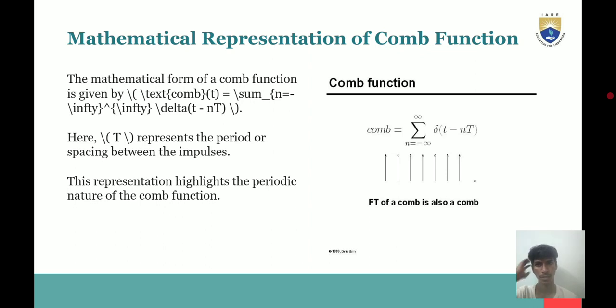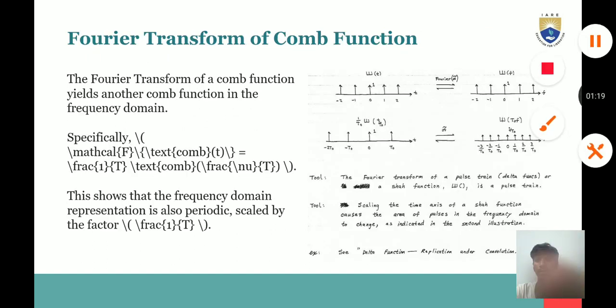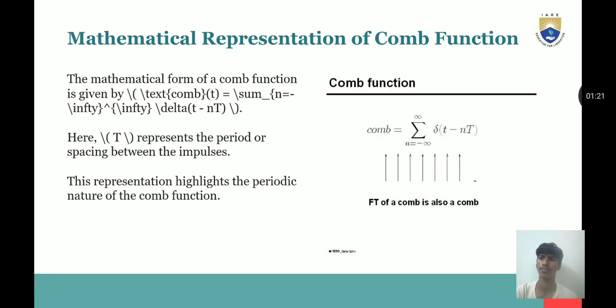Mathematical representation of comb function. The mathematical form of comb function is given by comb(t) equals the sum over n of delta(t minus nT). Here T represents the period or spacing between the impulses. This representation highlights the periodic nature of comb function.